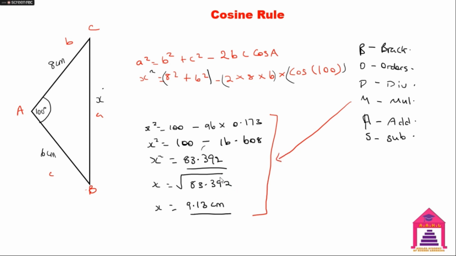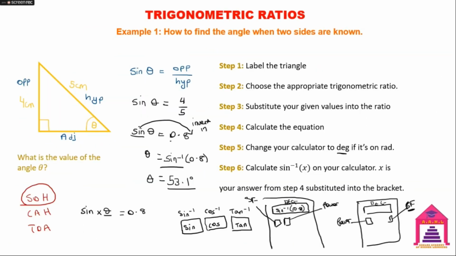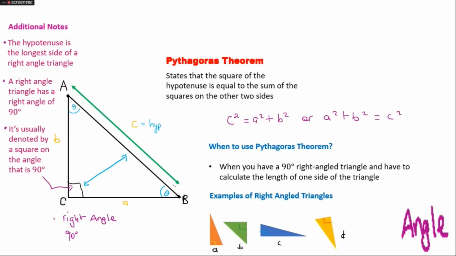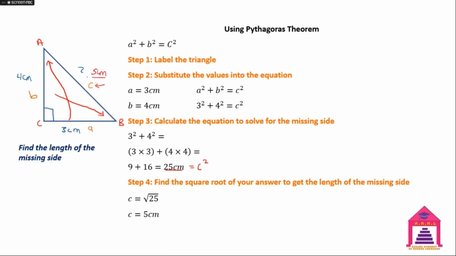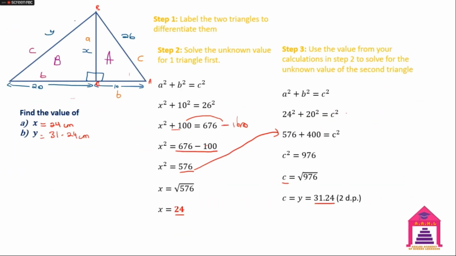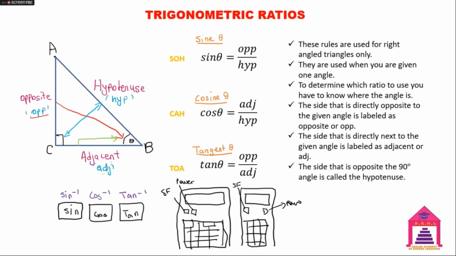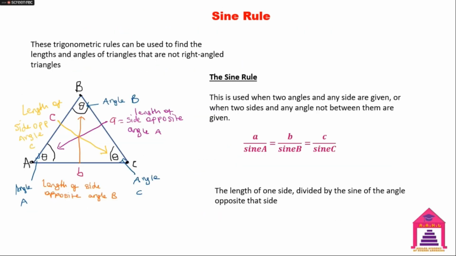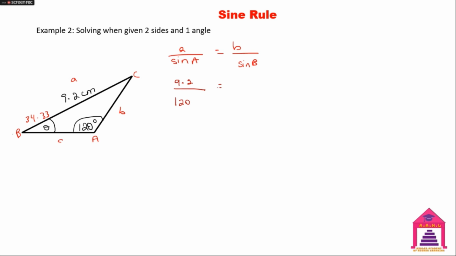Alright, so that brings us to the end of our class. Today we looked at Pythagoras theorem, right? The 2 examples. We did trigonometric ratios. We learned how to use our calculator, right? We did our sine rule, our cosine rule.